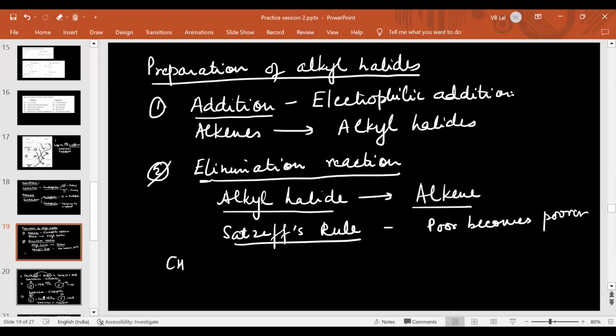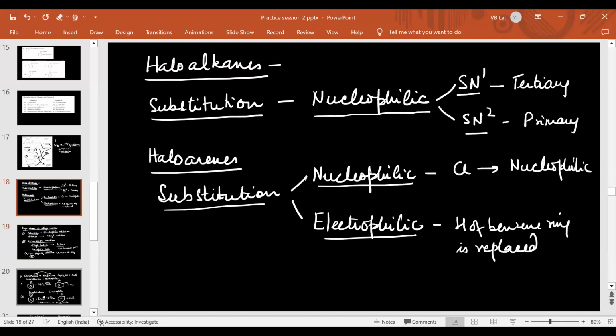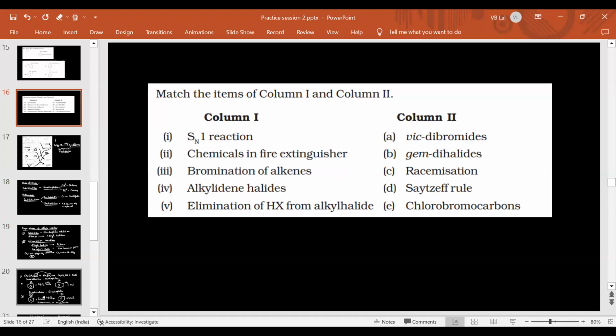What is the way to remember this? Supposing I have this compound and I react it with alcoholic KOH, right? What will happen? Br will be removed along with hydrogen. Where will the hydrogen go from? It will go from either this carbon or this carbon, the adjacent carbon. So it will always go from that carbon which has fewer hydrogen atoms, and it will give you an unsaturated compound, 2-butene. Okay, so that is how you have to remember. So now if you look at this, can you connect it? Any one of them.